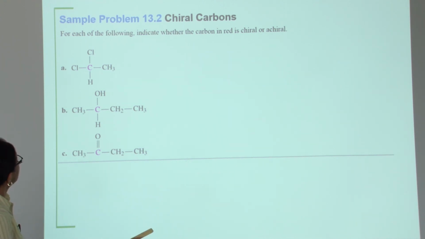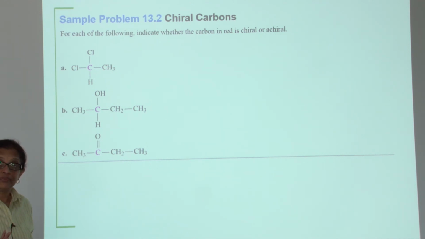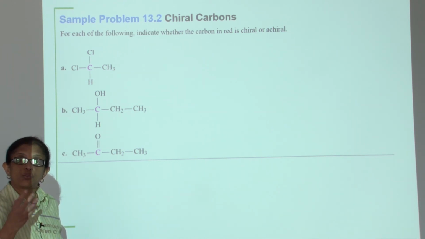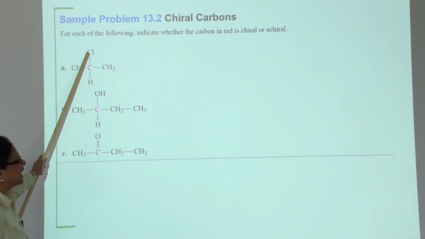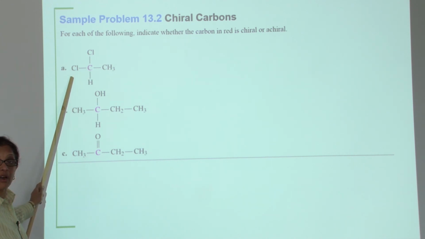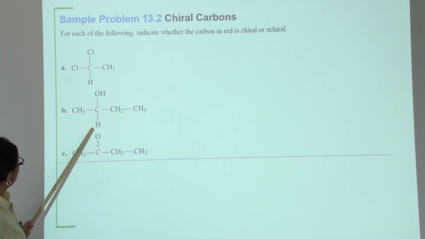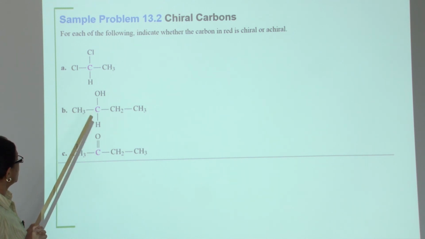For each of the following, indicate whether the carbon in red is chiral or achiral. Chiral, achiral, we are going to look. How do we identify a chiral carbon? Non-superimposable mirror image. And every carbon that is chiral is attached to 4 different groups. So here I'm looking at a carbon with 2 of the same groups attached to it. This is achiral. I'm looking at this carbon, 4 different groups are attached to the carbon. This is a chiral carbon.